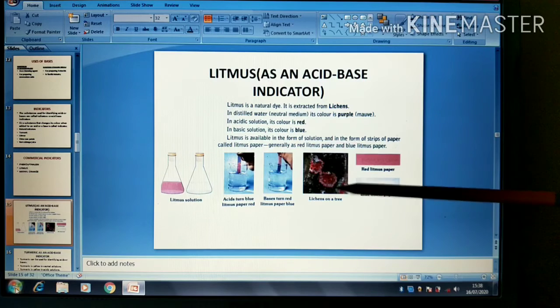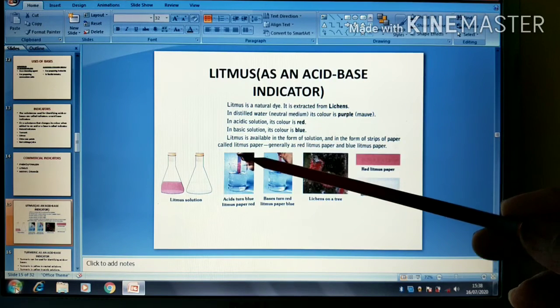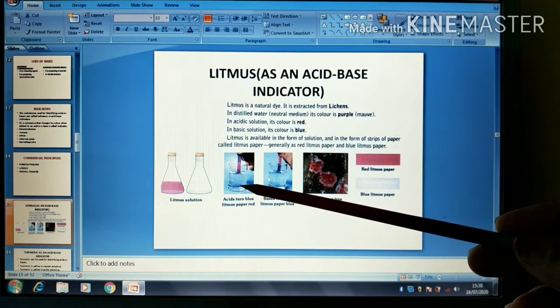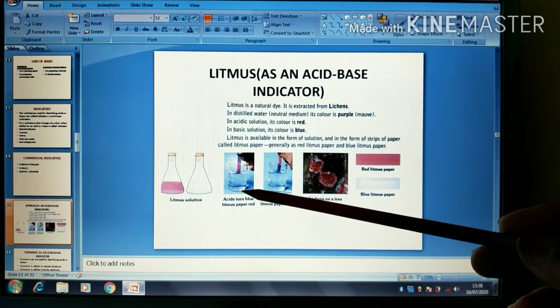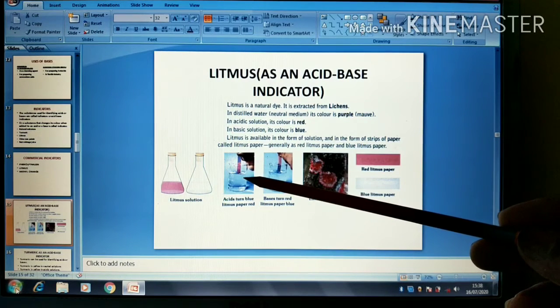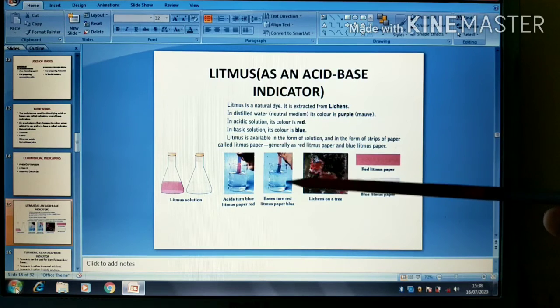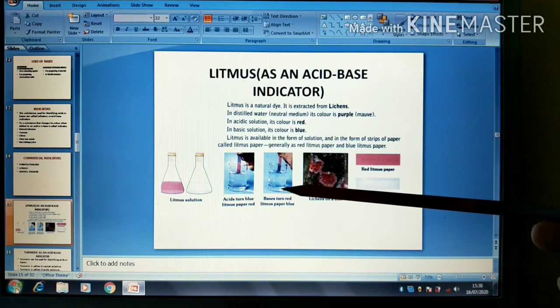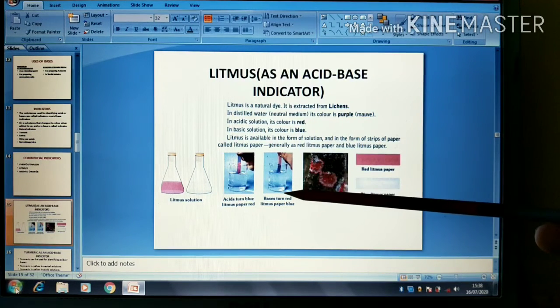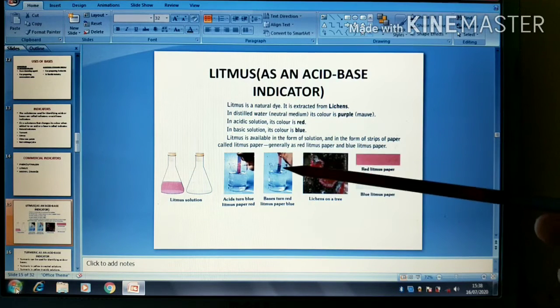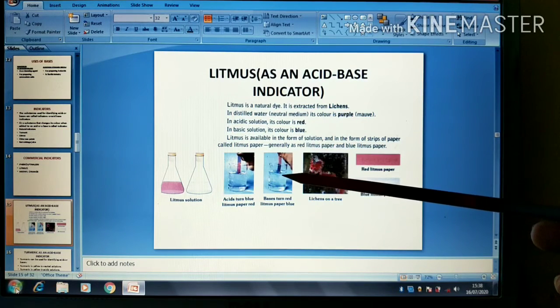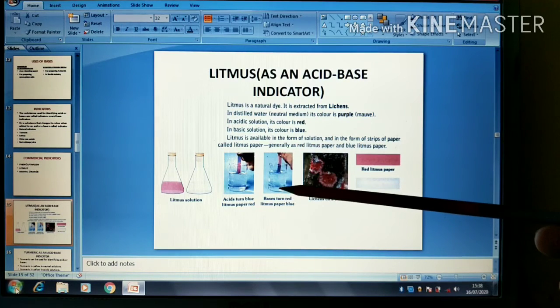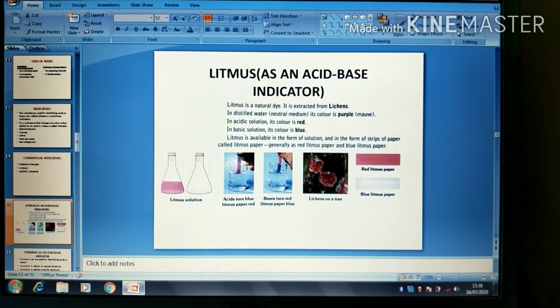Now what happens if we dip blue litmus paper in a solution, and if it turns red, then we say that the solution is acidic. So we can say in acids blue litmus paper turns red. Similarly, if we dip a red litmus paper in a basic solution or in a base, then the red litmus paper turns blue. So in this way, we can identify the types of solution, whether the given solution is acidic or basic.